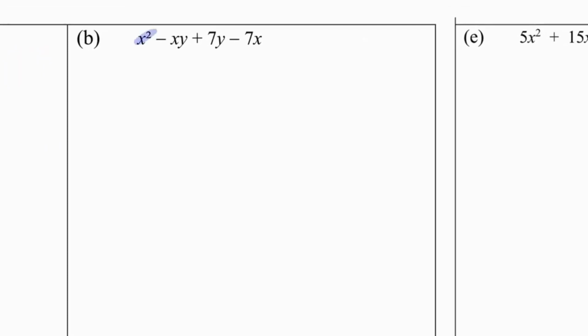Again, Mr. Tan is going to break them out into 2 groups. And after which, I'm going to be equals to, in this case, x. And when I take out the variable x, I'm left with x minus y. On the other side, I see a positive 7 as the common factor. And I'm left with y minus x in this case.